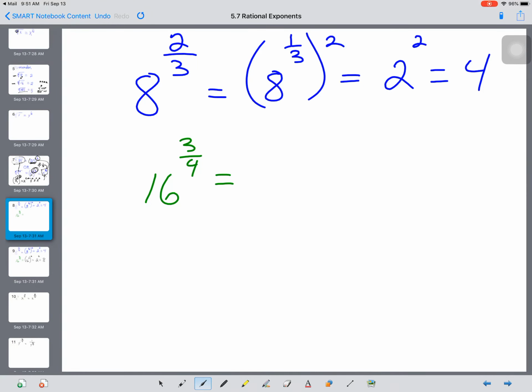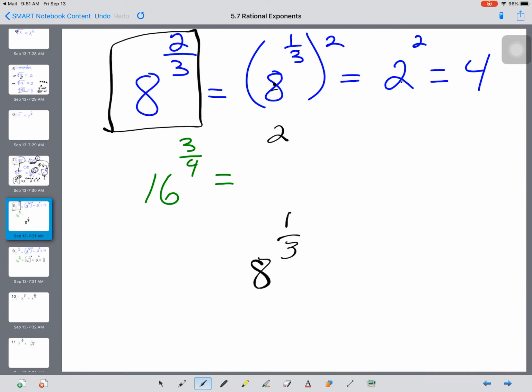Another example, I would start you off here. Or the question, I guess, would be: simplify, or find 8 to the 2/3 power. Well, I'm going to take the root first. I'm going to take the cubed root. When I raise 8 to the 1/3 power, I'm taking the cubed root of it. So the cubed root of 8 is 2, right?